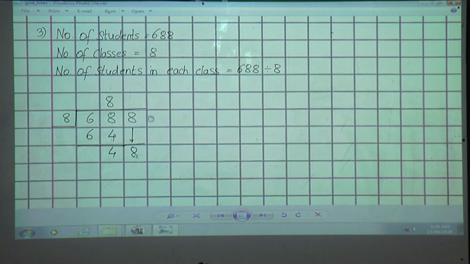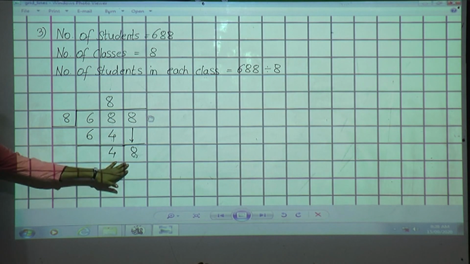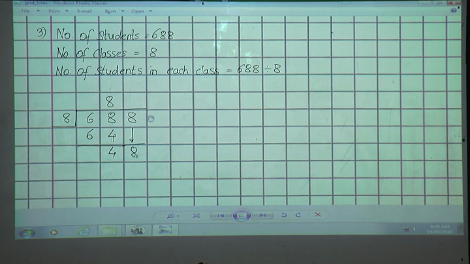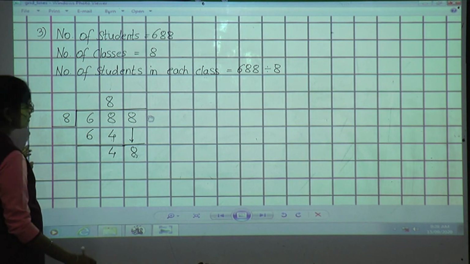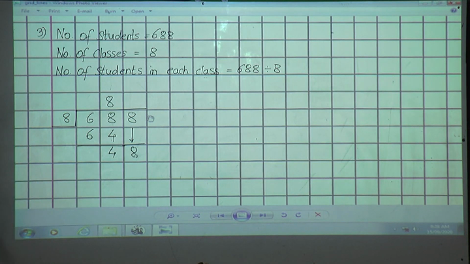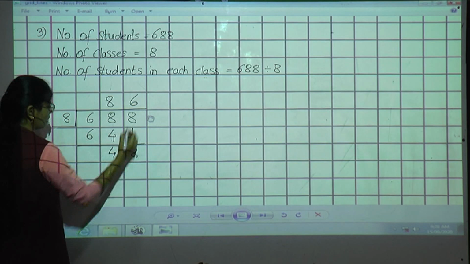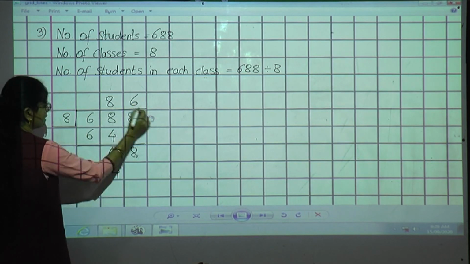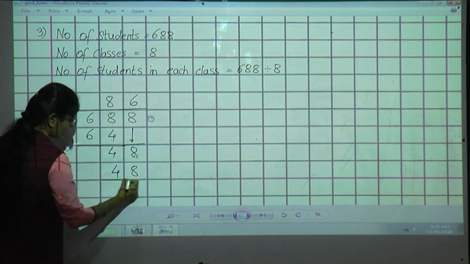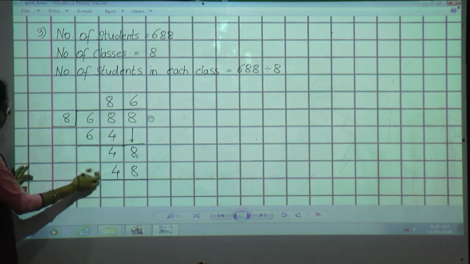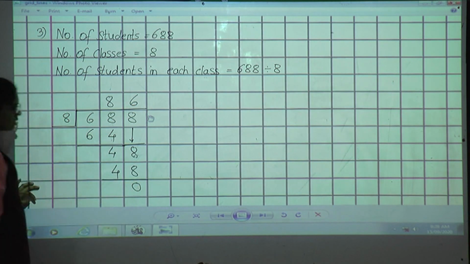Again see the table of 8. Can you see the number 48? Yes, 48 number is there. In 48 how many 8s are there? Yes. See the table of 8. 8 6s are 48. So we will write here 6. And then we will do the subtraction, that is 48 minus 48. We will get the 0.